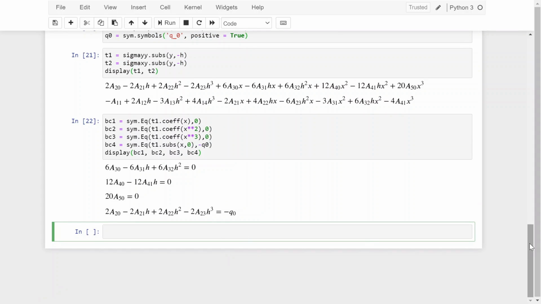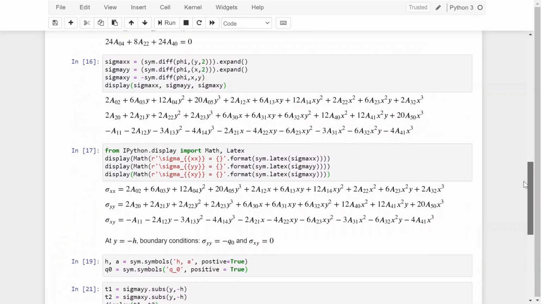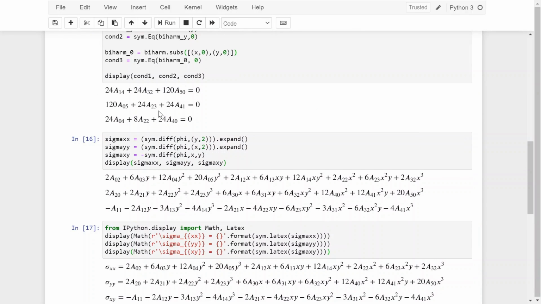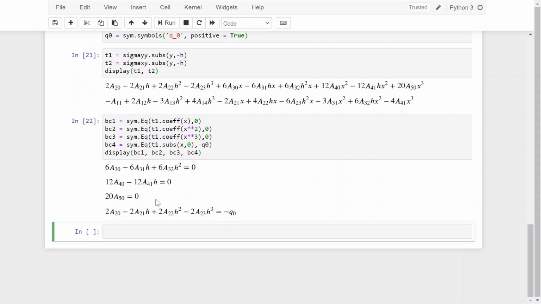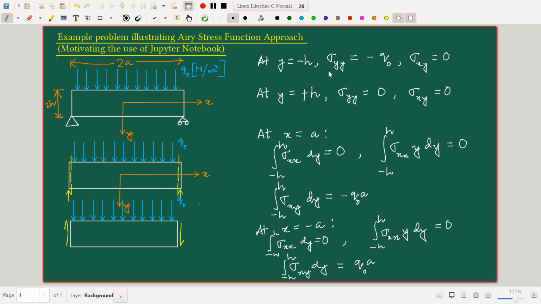So you see, previously I had these three conditions generated from the requirement of satisfying the boundary conditions. To those three equations are now added four more conditions based on the first mathematical boundary condition that sigma yy is equal to minus q naught at y equal to minus h. So these four equations that we are obtaining correspond to the actual mathematical boundary condition which we had written in our previous lecture. So this is what we have just implemented.